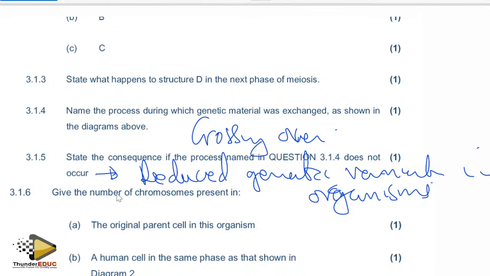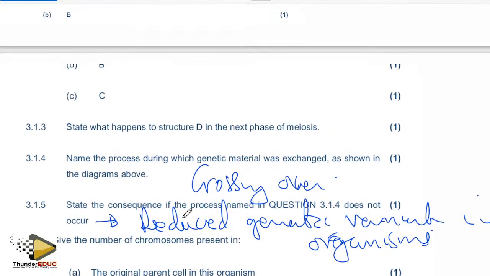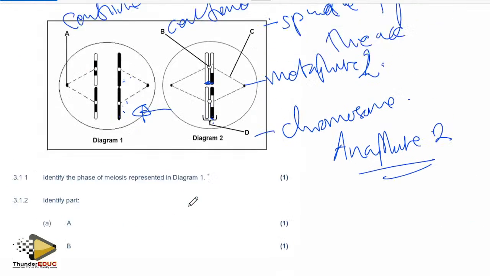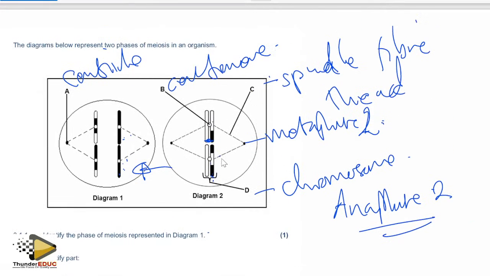And give the number of the chromosomes present in the original parent cell. That's where the story of meiosis begins. So here you're saying give the number of chromosomes. When you say number of chromosomes in the parent, we have to go back and look at this. This is meiosis II.